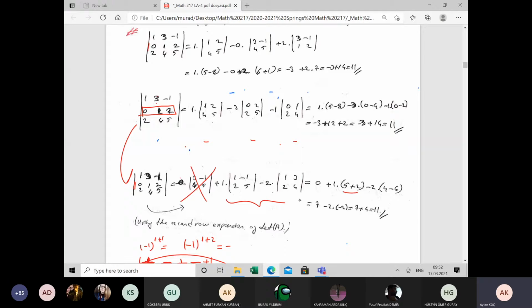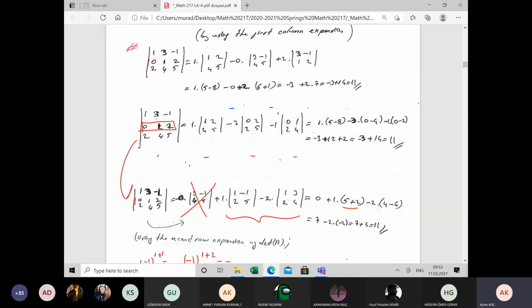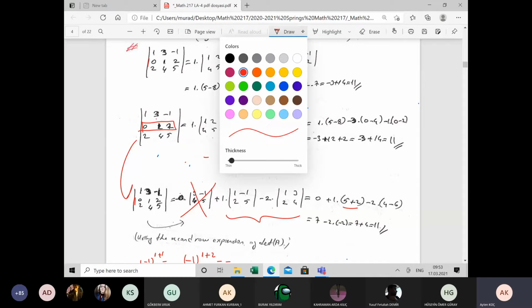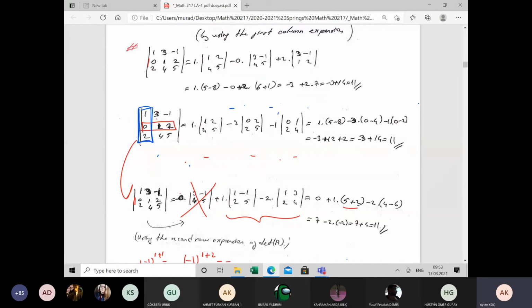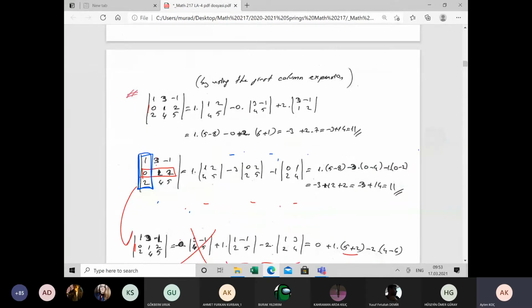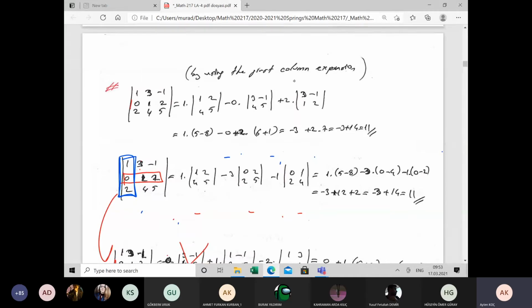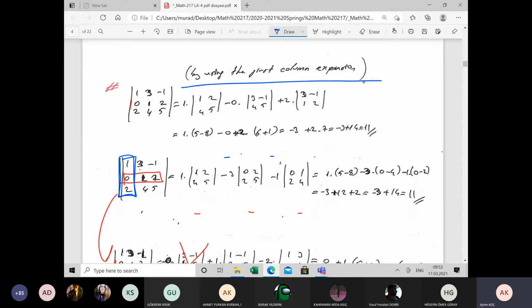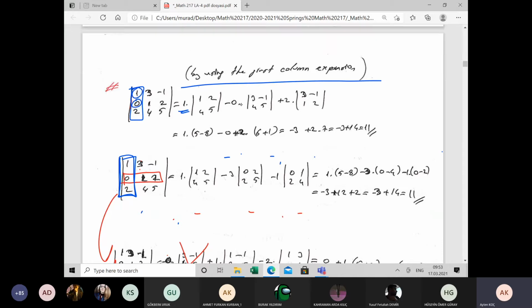Or another way, choose the column, because we know that if we use the column expansion, we obtain the same result. This column contains 1, 0. So use the first column expansion. Look at this one. This one is by using the first column expansion. Write all the entries of the first column: 1, 1, 0, 0, 2, 2.